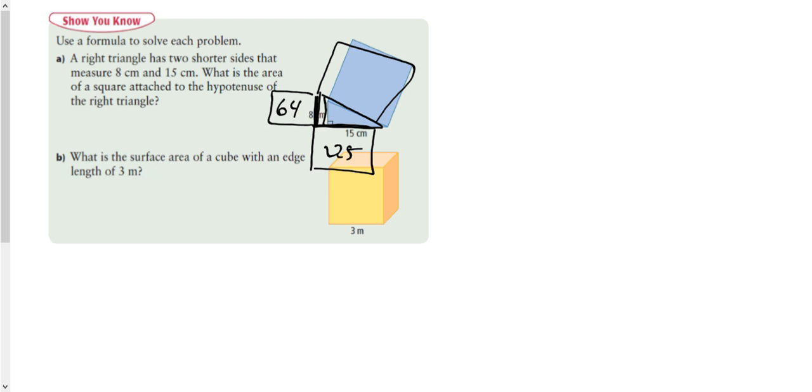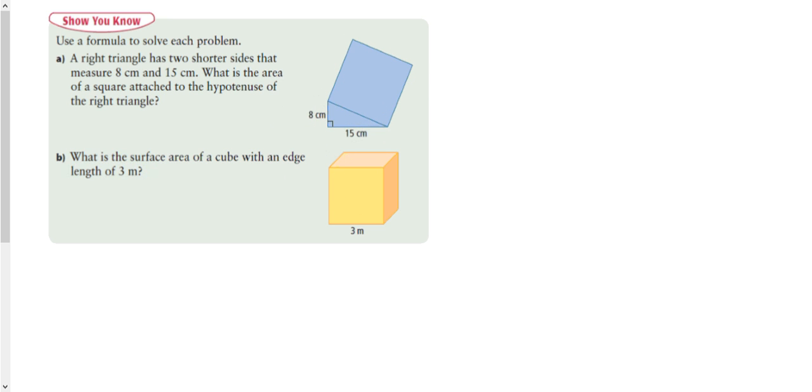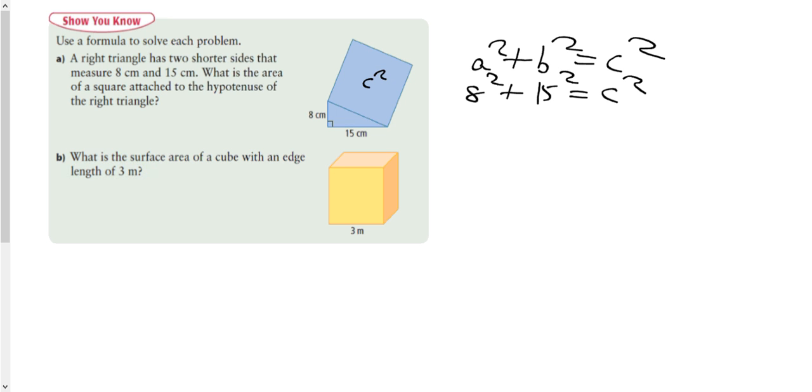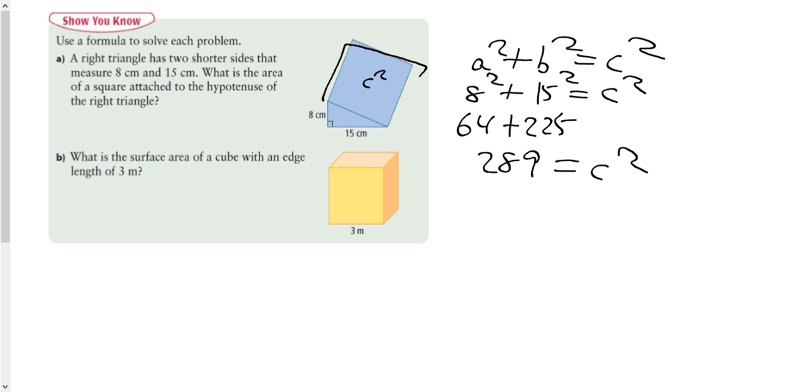Now what we could have also done is simply use the formula, a squared plus b squared equals c squared. I could simply plug in my legs: 8 squared plus 15 squared will equal the area of the square attached to the hypotenuse, or c squared. So 64 plus 225 equals 289, and 289 is the area of the square attached to the hypotenuse. So your answer is, therefore, the area is 289.